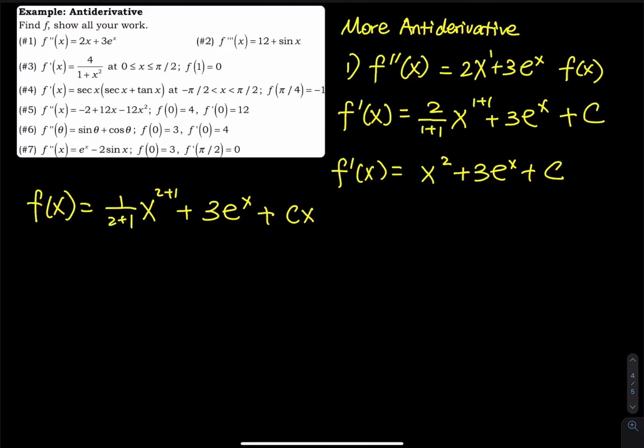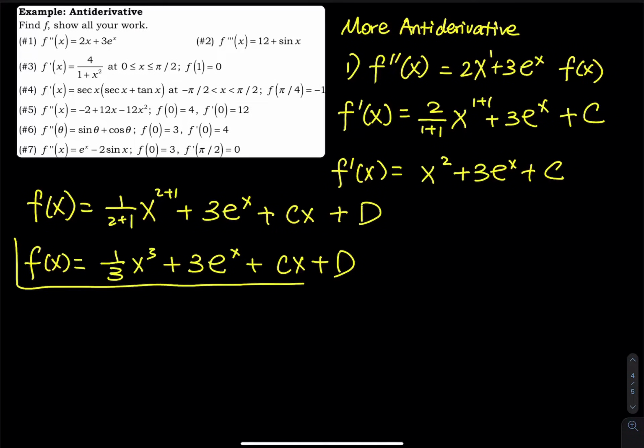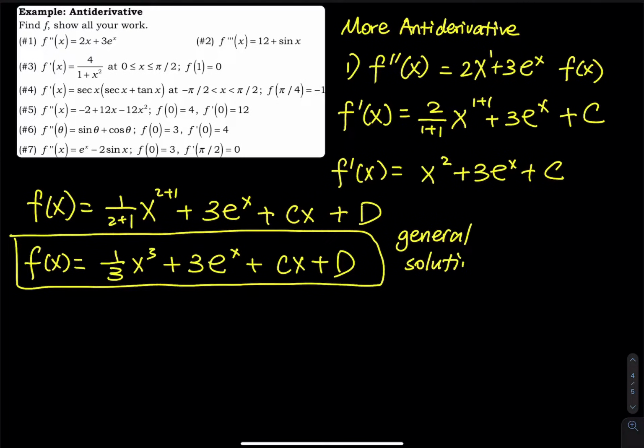So since the letter c is used for another constant, we will use another letter, d. So f of x equals 1 over 3 x to the third plus 3e to the x plus cx plus d. It's not the antiderivative, it's an antiderivative, the general solution of the double prime. This is called a general solution because we haven't determined the constants c and d yet. Next one, switch color for the next one.